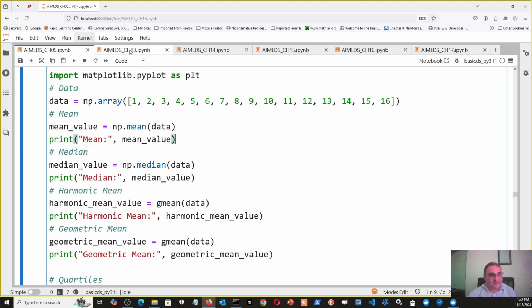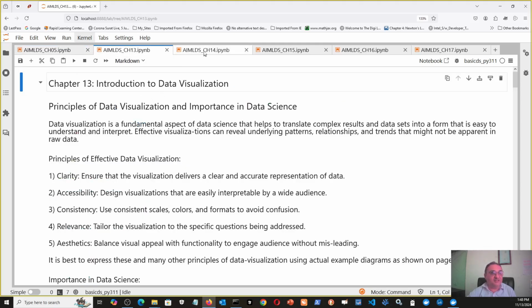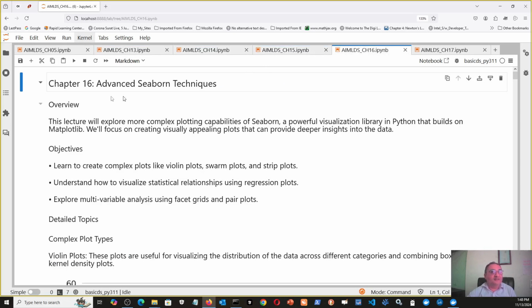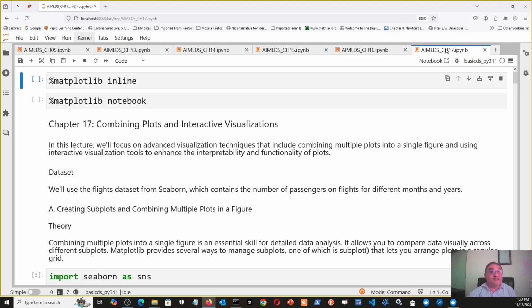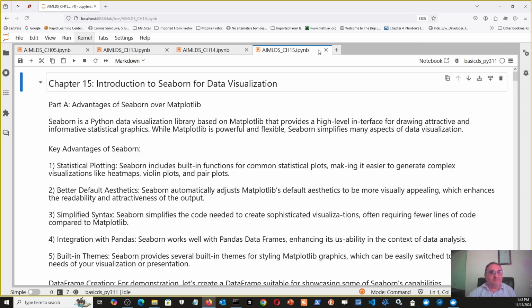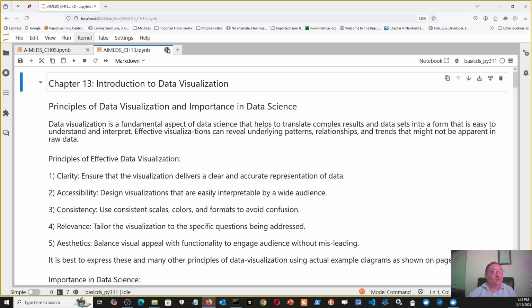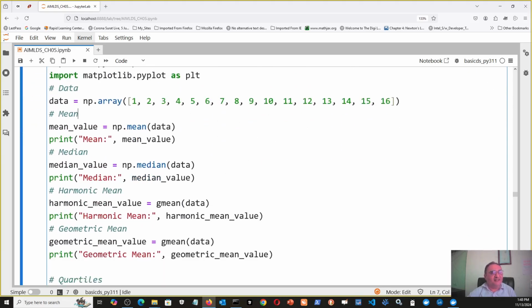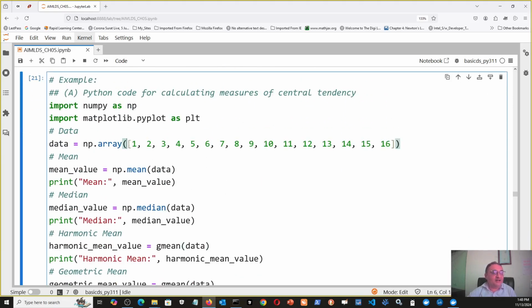For example, you can see here 13th chapter, Introduction to Data Visualization, 14th chapter, Matplotlib, 15th chapter, Seaborn, 16th chapter, Advanced Seaborn, 17th chapter, Combining Plot and Interactive Visualization. So you can understand that we are going to discuss 5 whole chapters on data visualization. So that is why at present we are not discussing this code, because I have written the code just to explain the point. So these are my observations.